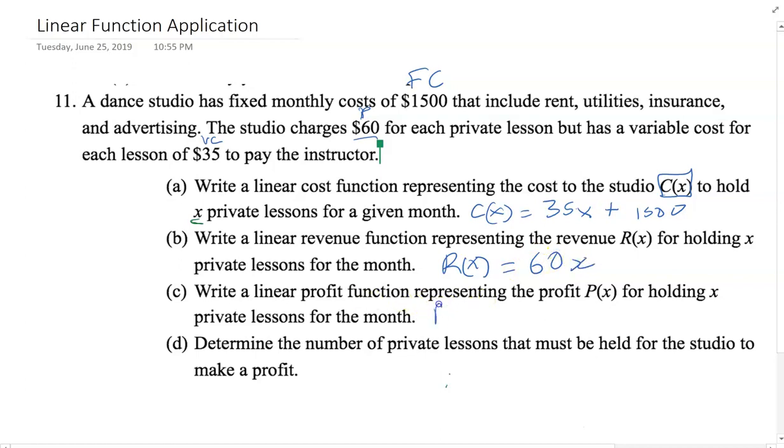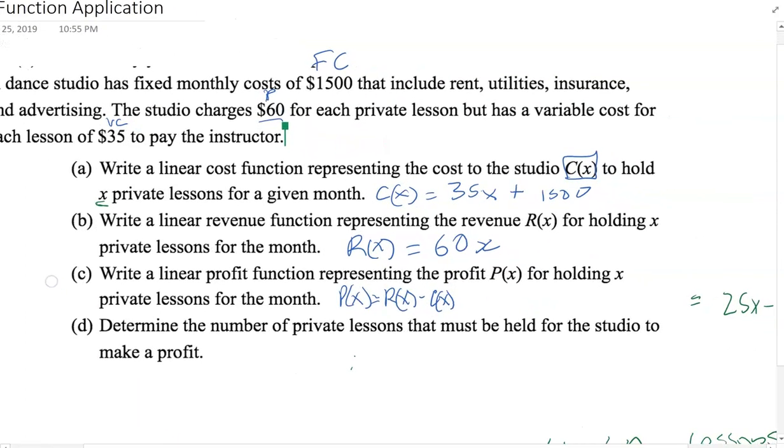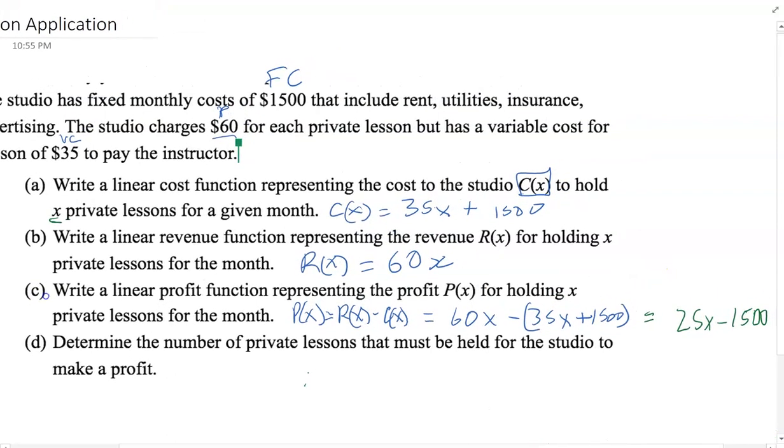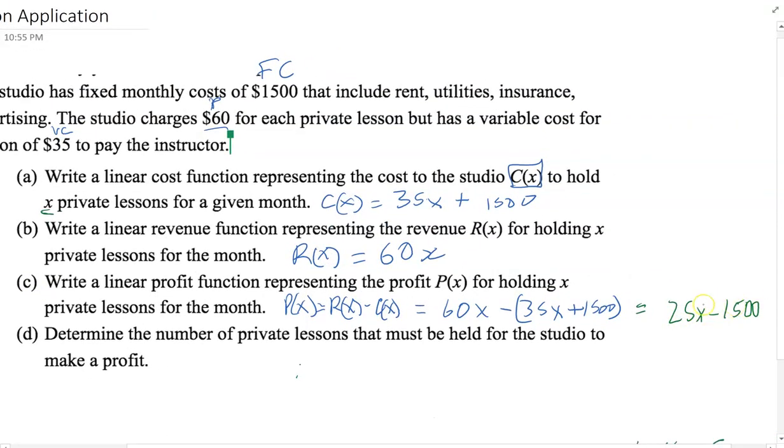The profit function would be revenue minus cost function, revenue function minus cost function. And so we have to take this and do our 60x minus 35x plus 1,500, and your final answer will be 25x minus 1,500.